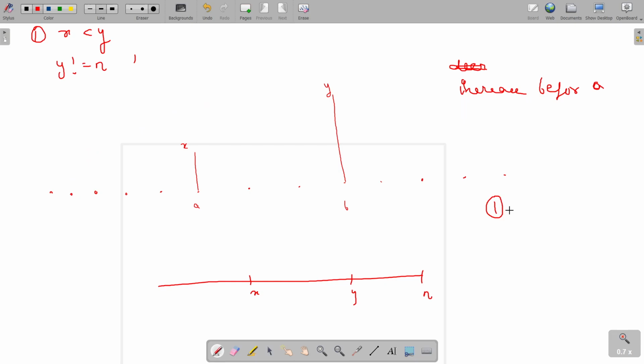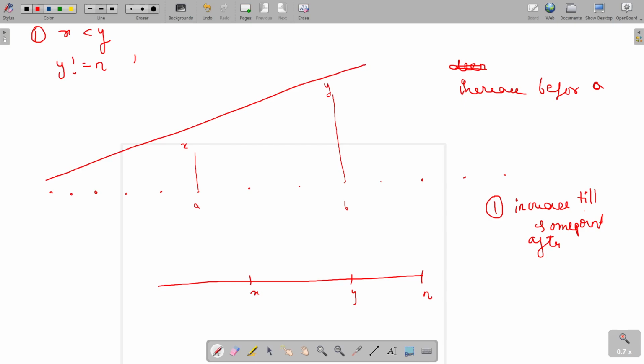So the first possibility is that we increase at least till some point after B. So we can have a sequence which increases maybe till here and then it decreases. Also, we cannot say that it increases only till B because this is the peak and the peak has to be equal to n, and y is not equal to n. So it has to increase till some point after B and then it has to decrease. So what are the number of ways that this kind of arrangement can happen?